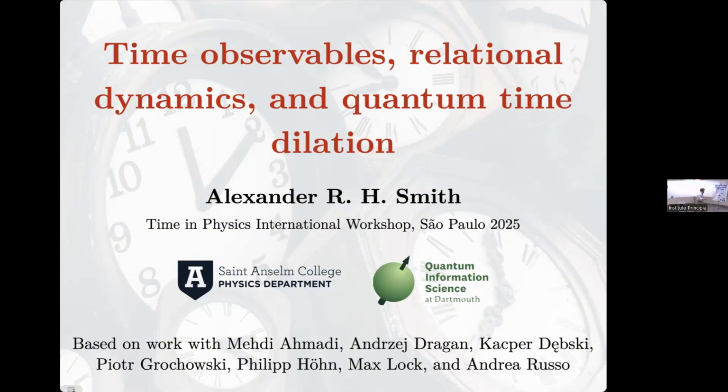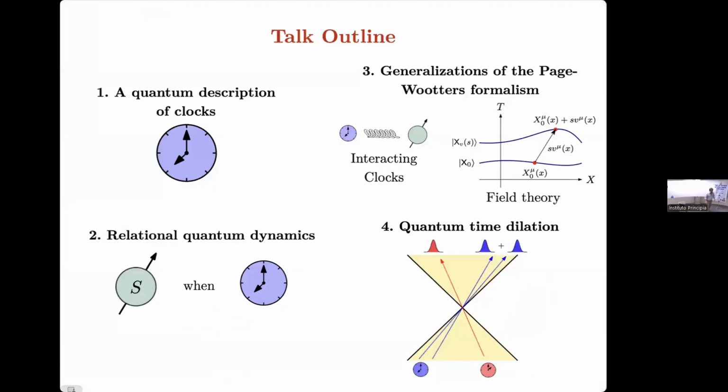So what I want to talk to you about today has 4 parts. The first, I want to give you a quantum description of clocks and what we actually mean by measuring time in quantum mechanics. And then I'm going to use these clocks to talk about a relational formulation of quantum dynamics, where we start with the Hamiltonian constraint, very inspired by general relativity, and talk about how we can use these clocks to get a relational notion of dynamics using a clock that's internal to the system we're investigating.